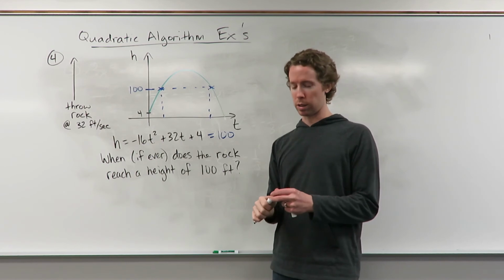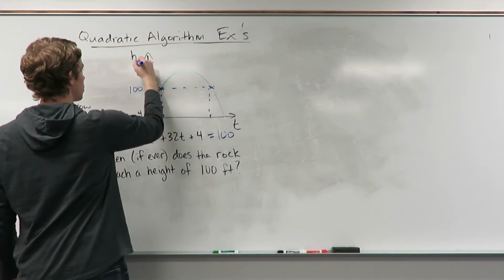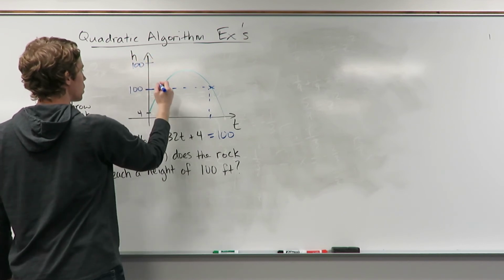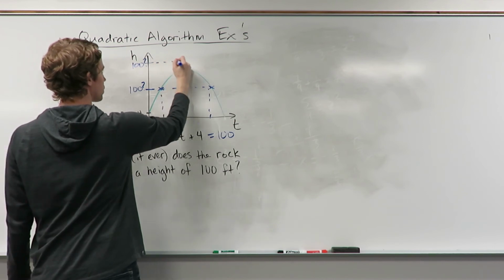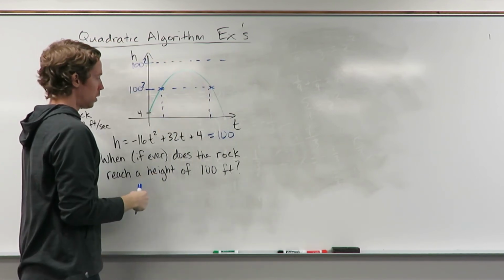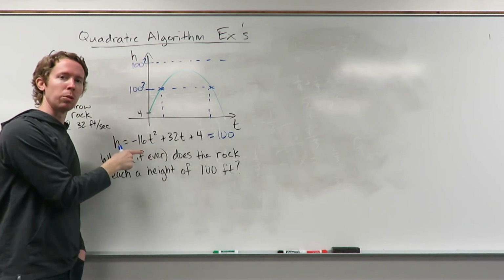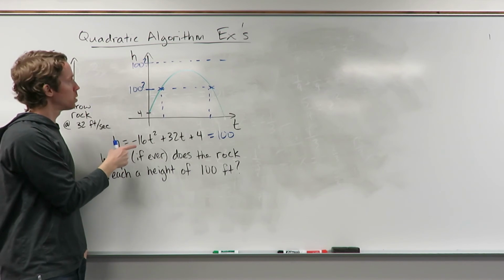Another possibility is that the rock never reaches 100. So that would mean that 100 would be up here. So these are all question marks. We don't know yet. But if 100 is up here and the parabola never gets there, then there would be no solutions to this equation, or at least no real number solutions.